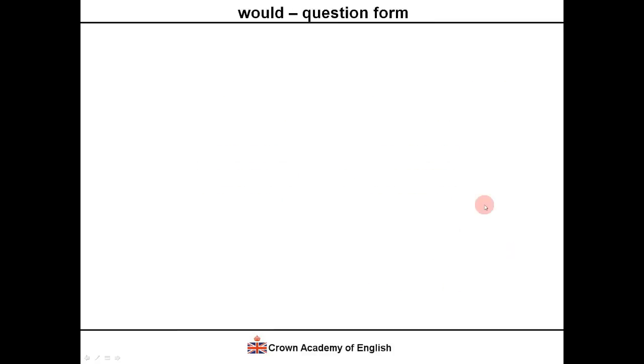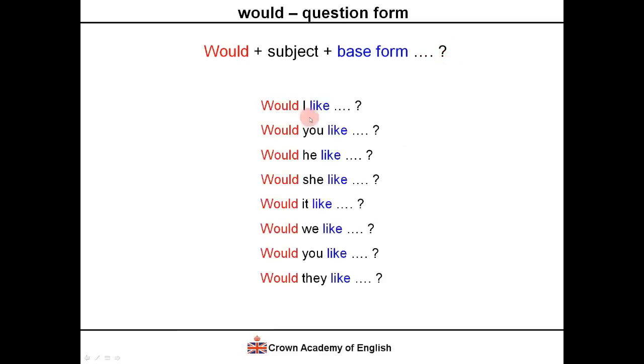And finally, the question form. Would plus the subject plus the base form, then the rest of the sentence or the rest of the question, and then when we write it, we write a question mark. So, would I like, would you like, would he like, would she like, would it like, would we like, would you like, would they like. Okay, so that's the form. Now let's look at the meaning and the use.